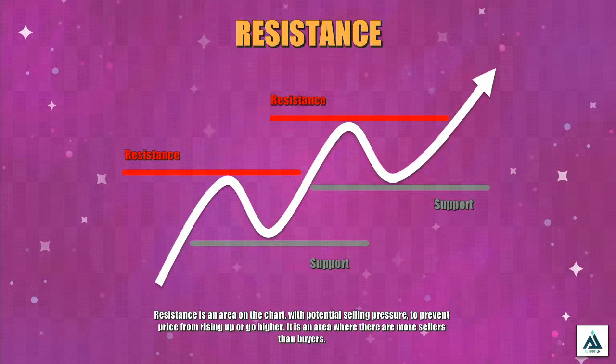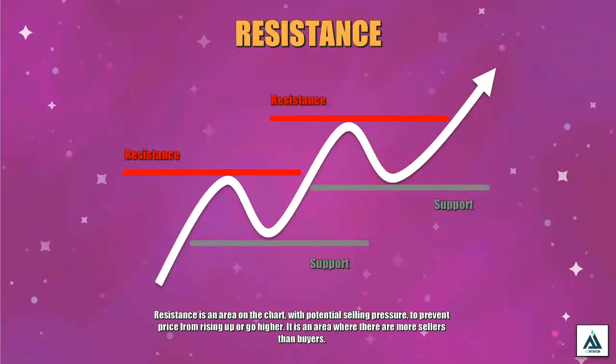Resistance, on the other hand, is an area on the chart with potential selling pressure to prevent price from rising up or go higher. It is an area where there are more sellers than buyers. Ito naman yung area kung saan mas madami yung supply, kaya mas marami yung gustong magbenta.